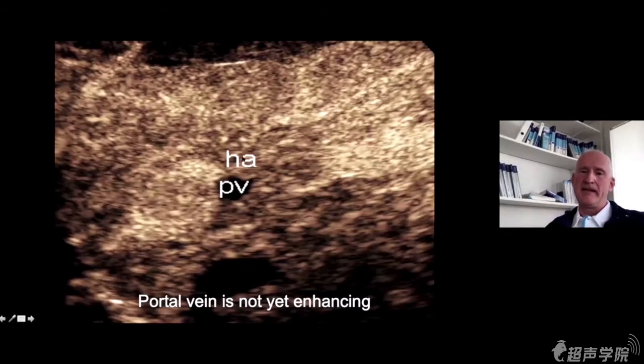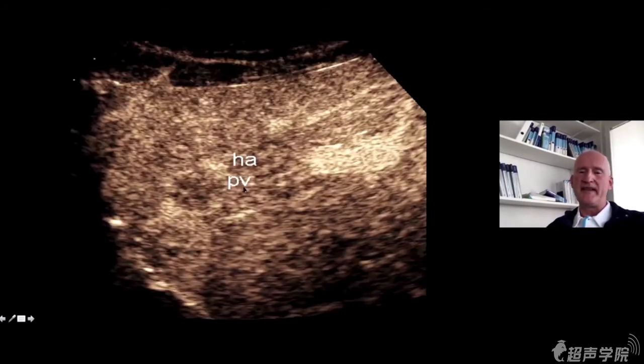Here you can see the hepatic artery, HA, portal vein branch, portal vein, and here a focal liver lesion. The focal liver lesion is hyperenhancing in comparison to the surrounding liver parenchyma, but before the portal venous phase, there's no enhancement in the portal vein. The portal vein is not yet enhancing. Right now, a few seconds later, portal vein is enhancing, and you can see the hypoenhancement, the washout in the focal liver lesion. Between here and here, 2 or 3 seconds.